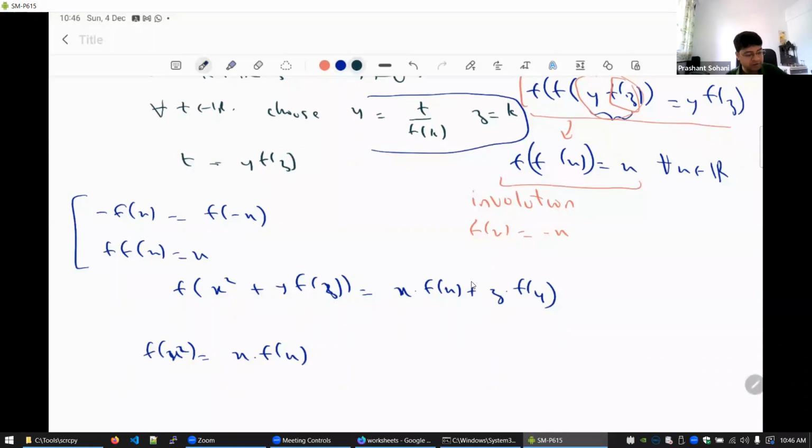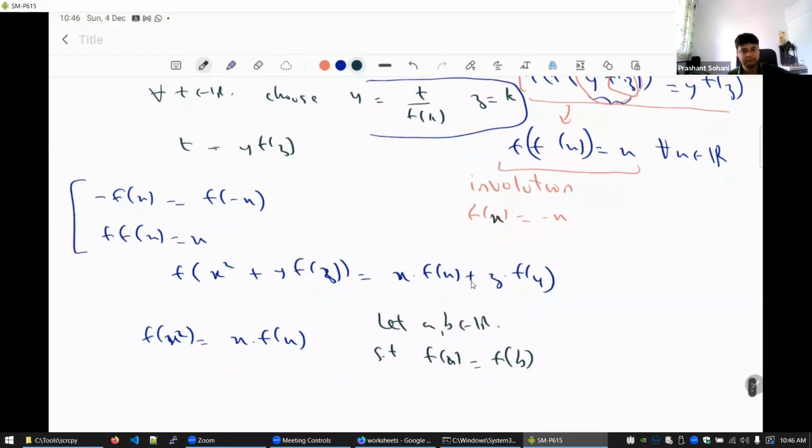Okay. So there is one more implication of this involution operation. And this is true for any involution. Suppose, let there be two numbers a and b, such that f of a equal to f of b. Then what can you say? A is equal to B. Yes, correct.